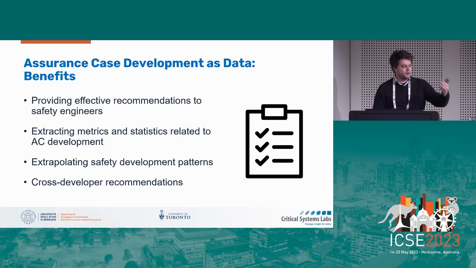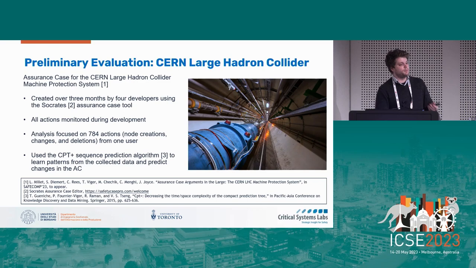Now, we've taken this idea and we've applied it in practice. The CERN Large Hadron Collider in Switzerland, you may be familiar with this, it's the really big particle physics experiment. We were actually part of a team that developed an assurance case for this project, for the machine shutdown system. And we recorded the actions of the developers as they created the assurance case using that tool Socrates I mentioned earlier. And then we used a sequence prediction algorithm to try to predict the next action in the event log.